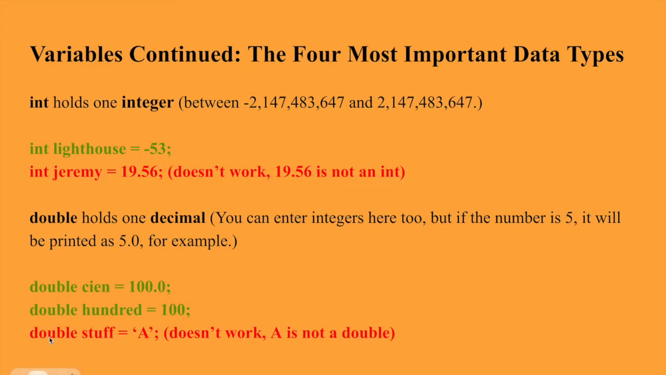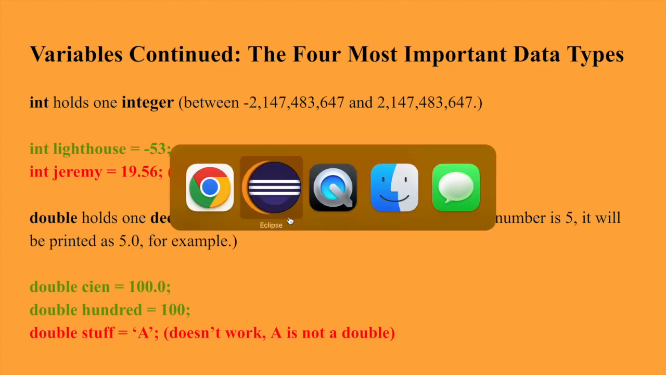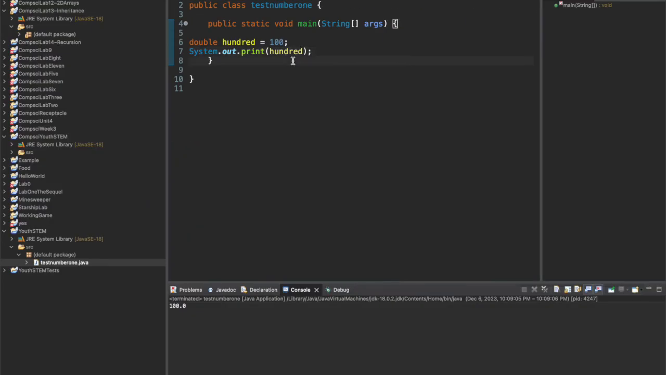But if you want to do something like double stuff equals a, it doesn't work. There's a specific error message for it. Double stuff equals a doesn't work at all because, well, it's not a number. We can't do anything with it.